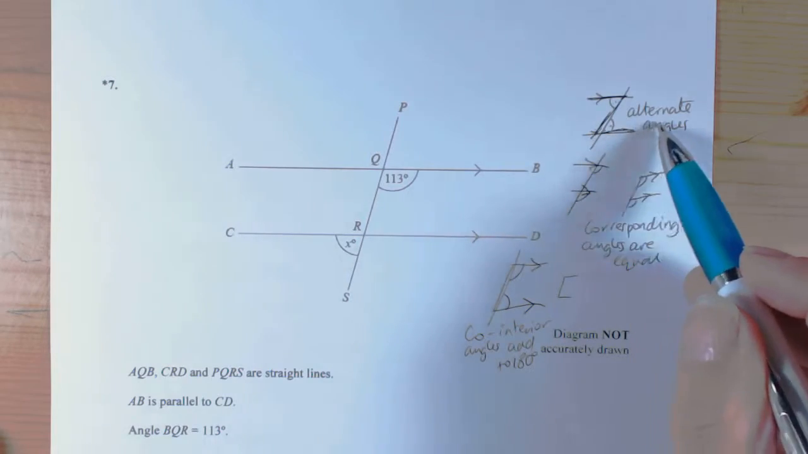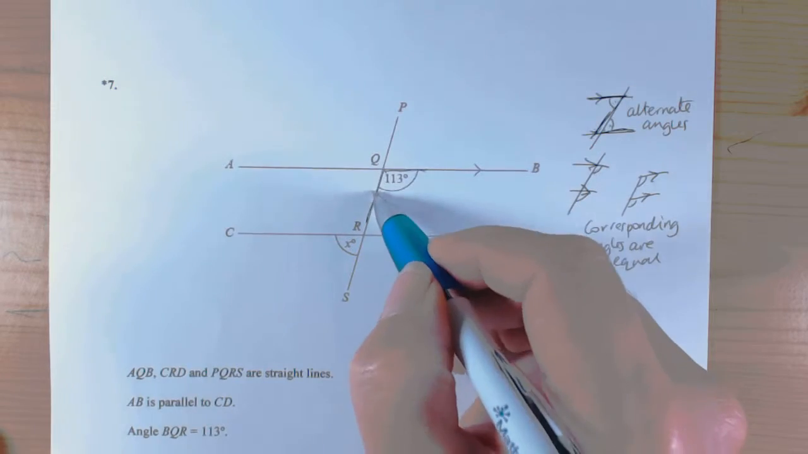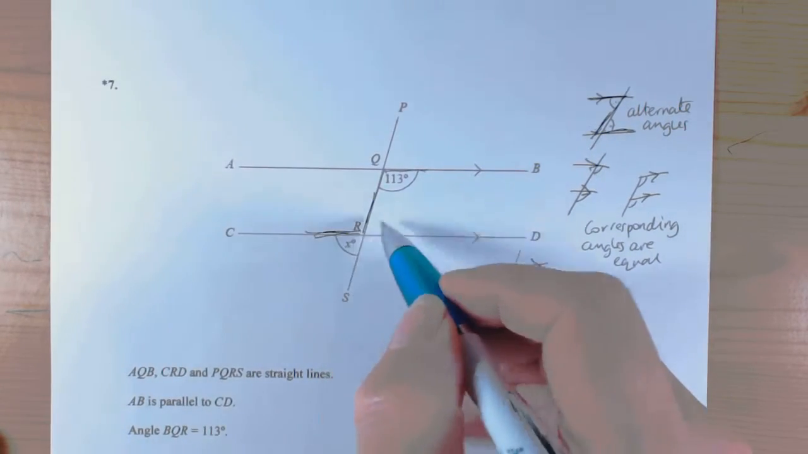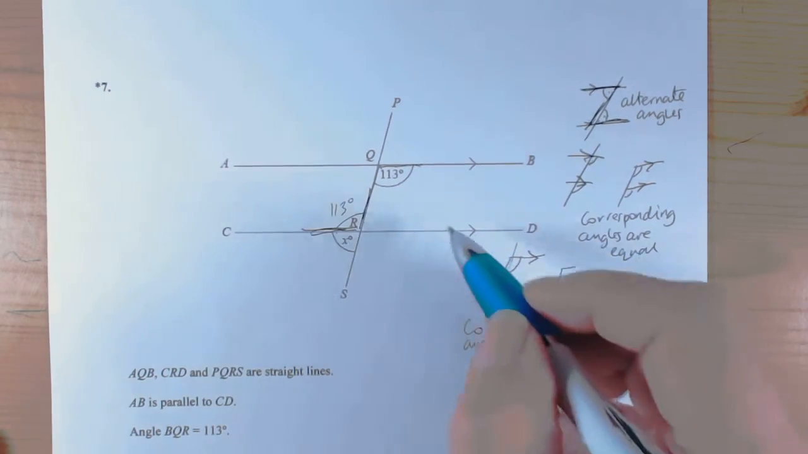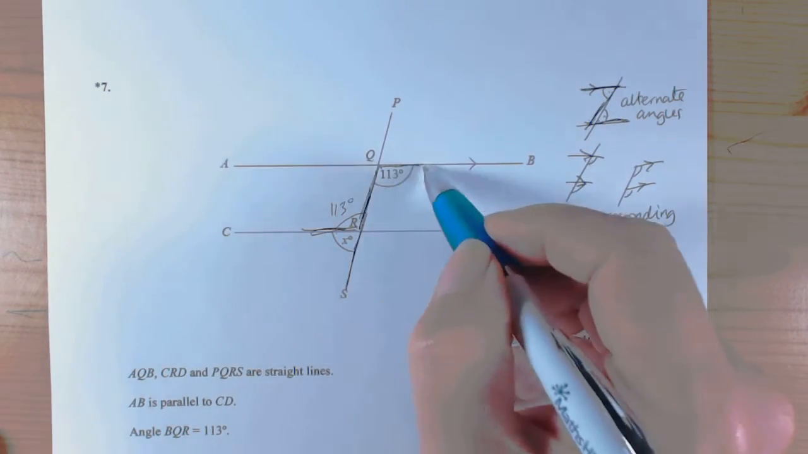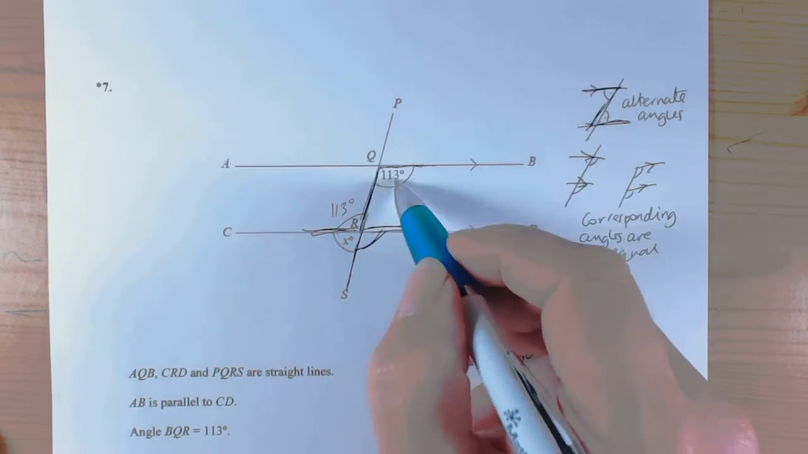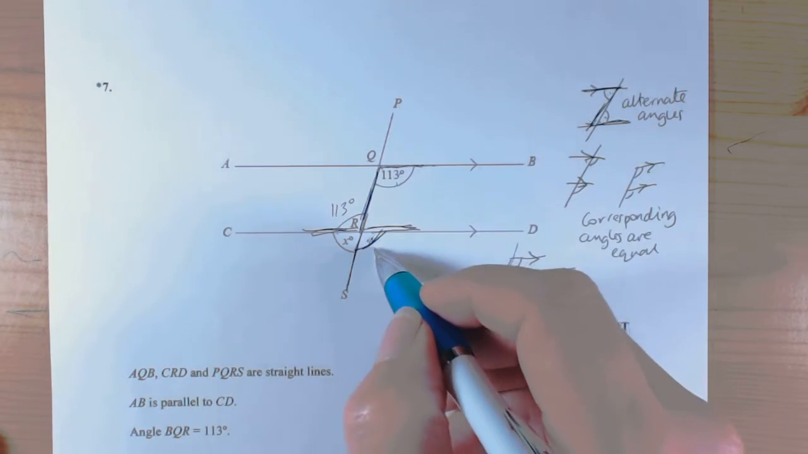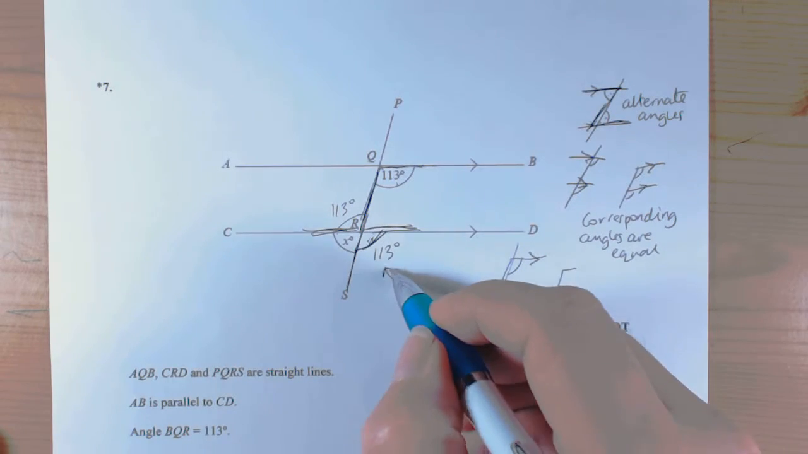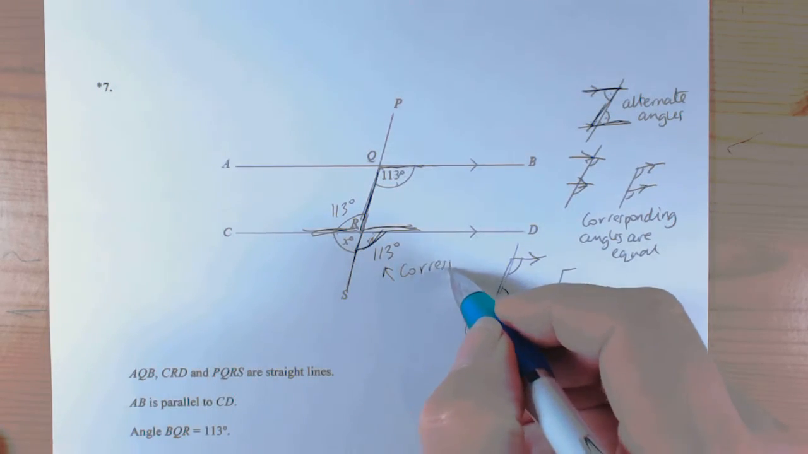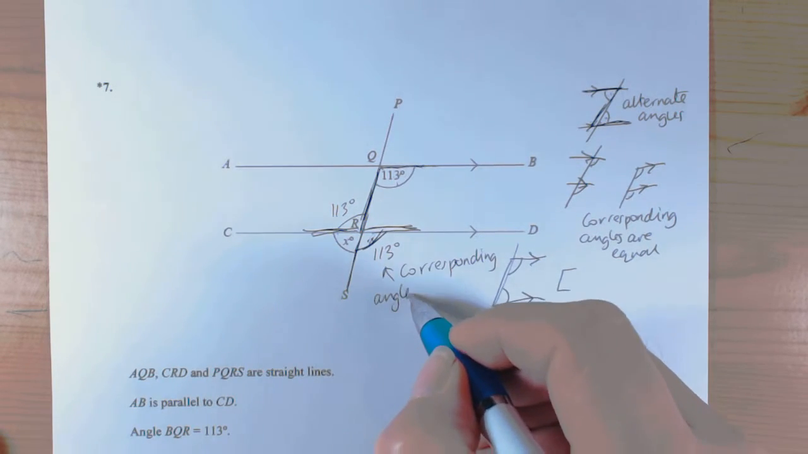So we could look for a Z. If we followed, for example, this angle here, look, there's a backward Z. So that would tell me that that's 113 degrees. We could also see here that we could follow this parallel line down to this parallel line, and we then trap these two angles here, and this would be 113 degrees. So this one we'd put down that corresponding angles are equal.